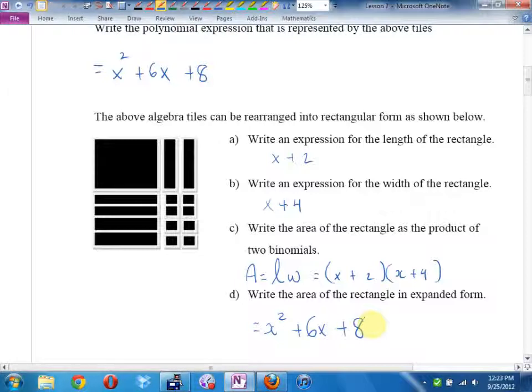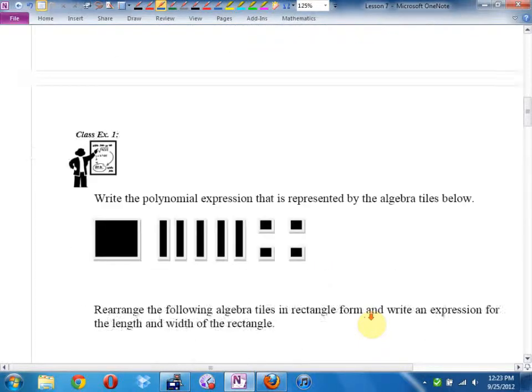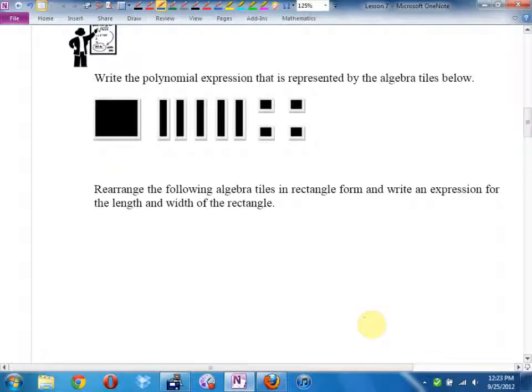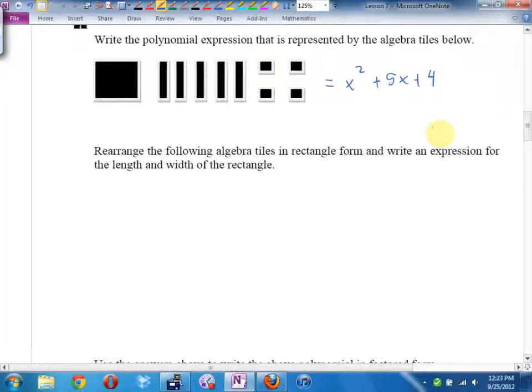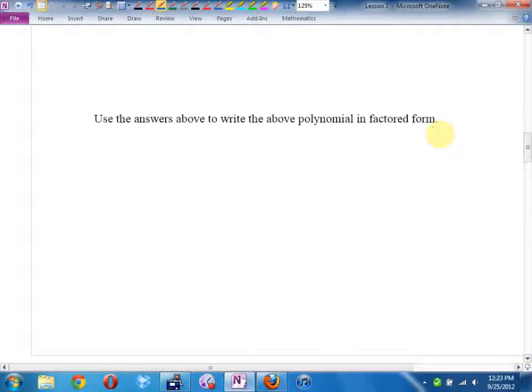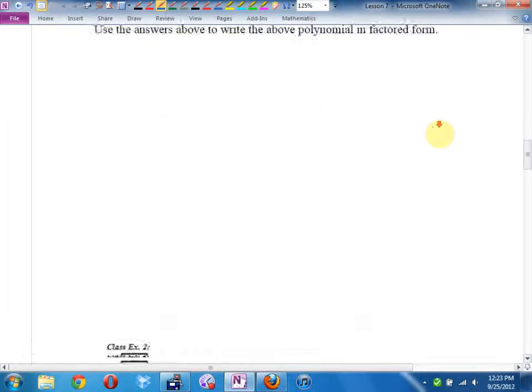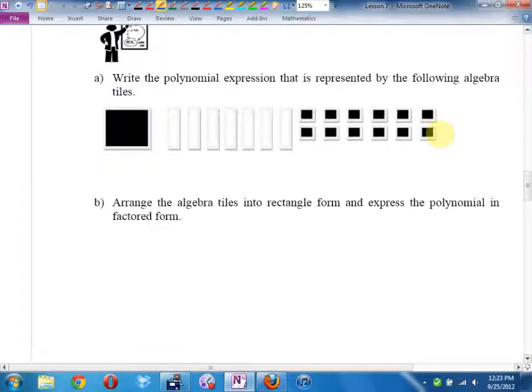Remember that for a second. We're going to come back to it. Next page over. It says write the polynomial expression that's represented by the tiles below. I'm pretty sure this here is an x squared plus how many x's? 5 x's plus how many ones? 4. And then it says rearrange them in rectangle form. We're not going to do that. We're going to come back to it later. It says use the answers to write it in factored form. We're not going to do that. We're going to come back to it later. Instead, we're going to say turn the page.